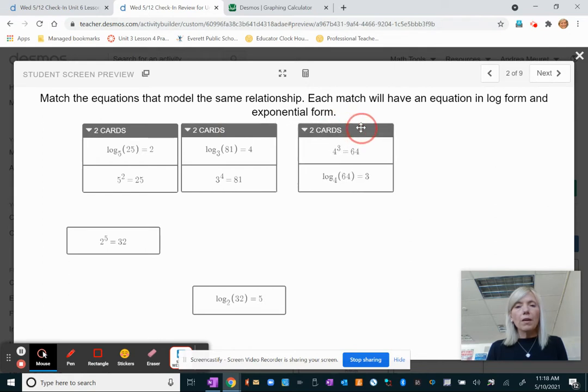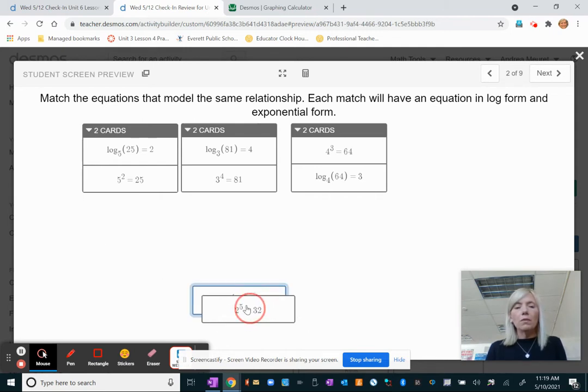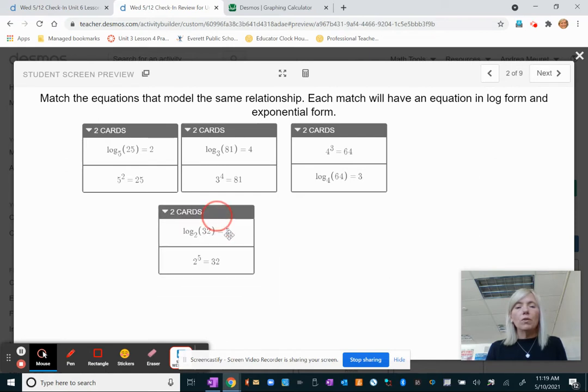And then the last set, obviously they're going to match each other. But just to verify, this is log base 2 and it's equal to 5. And then the expression over here starts with 2 to the fifth. So they do go together. Log base 2 of 32 equals 5 shows the same relationship as 2 to the fifth equals 32.